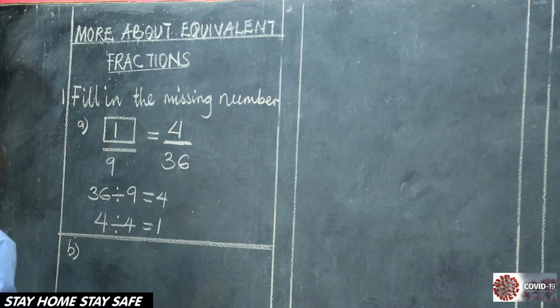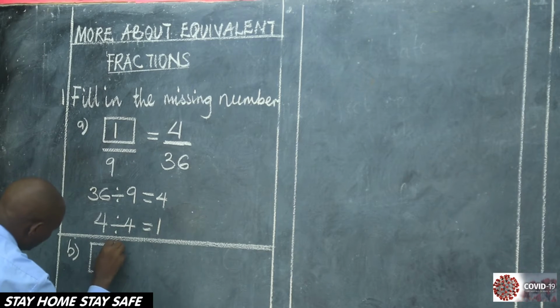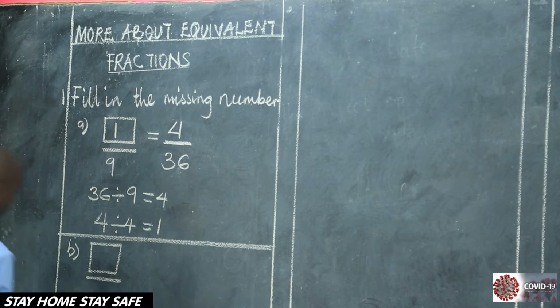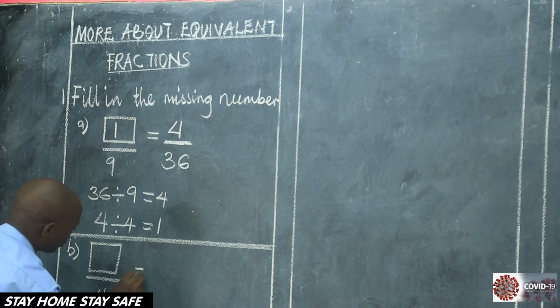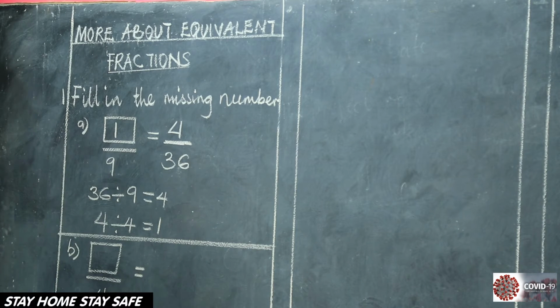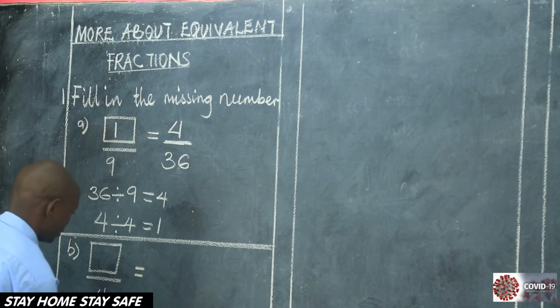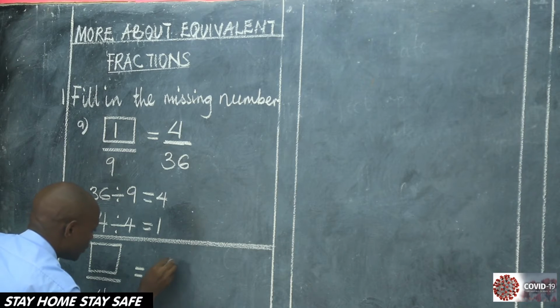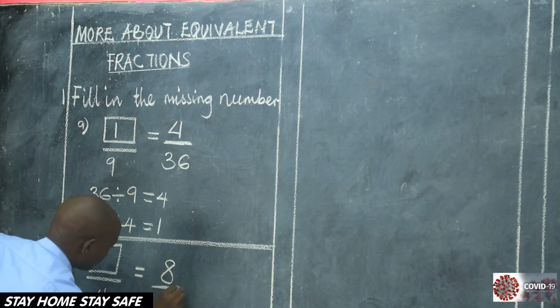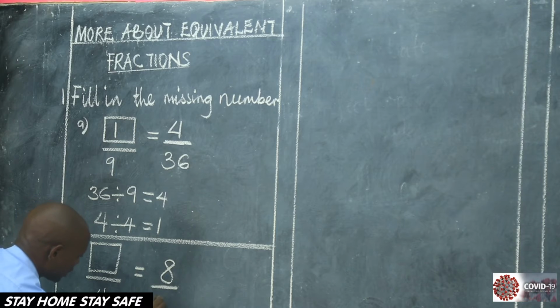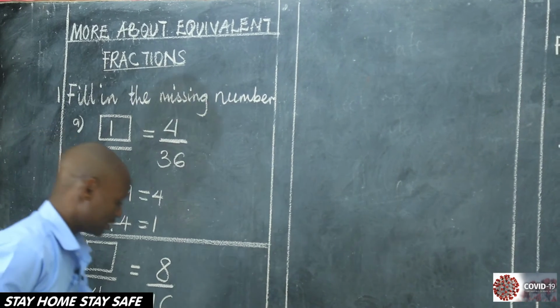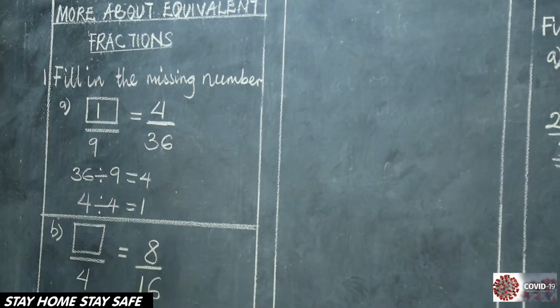B, we have a box divided by 4 is equal to 8 out of 16. 8 out of 16. Okay?